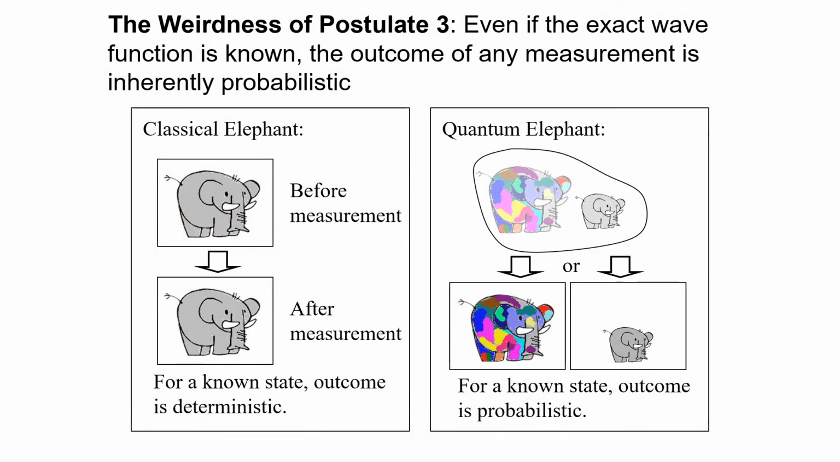There's weirdness here, too. It means even if the exact wave function is known, the outcome of any measurement is probabilistic. On the left, the classical elephant is in the state we see before the measurement, and after the measurement, it's in an equally known state. It's a deterministic outcome. For the quantum elephant on the right, which could have a superposition of properties between multicolored and gray, we don't quite know what the outcome is, because the outcome's probabilistic too. And that's the best we can do with any experiment.